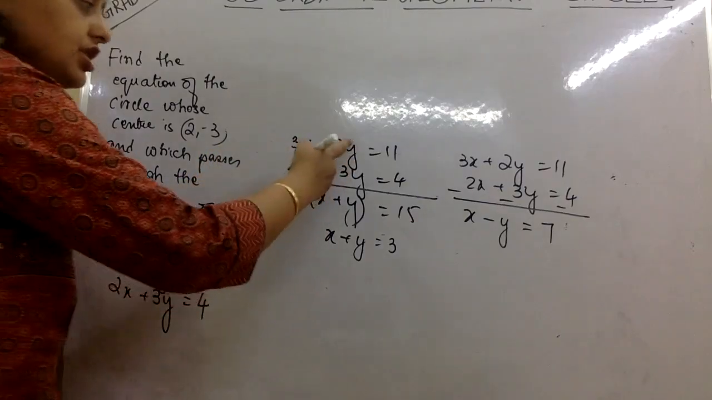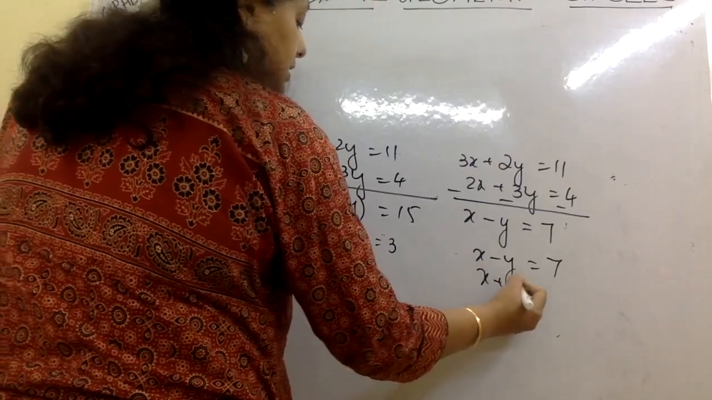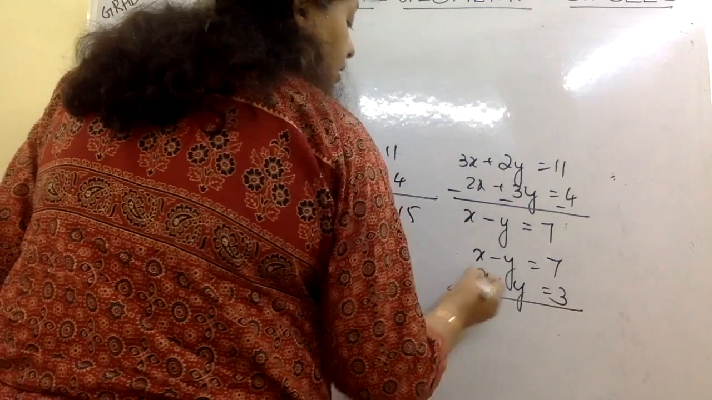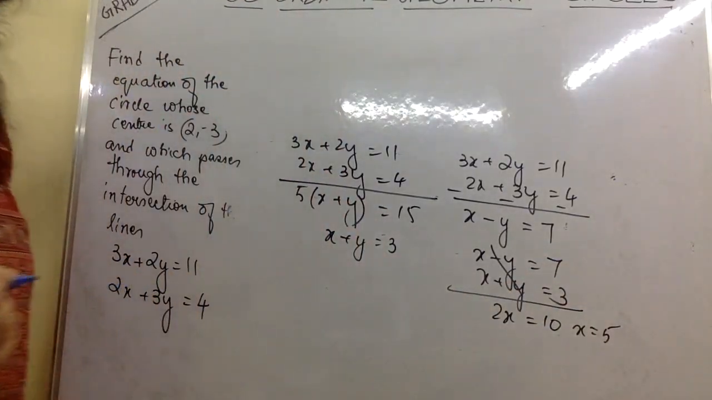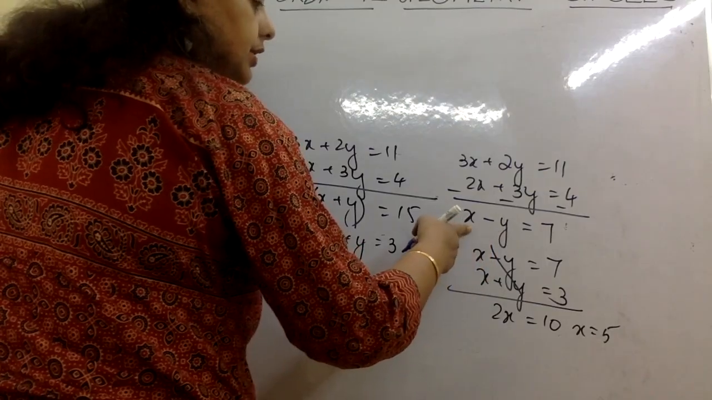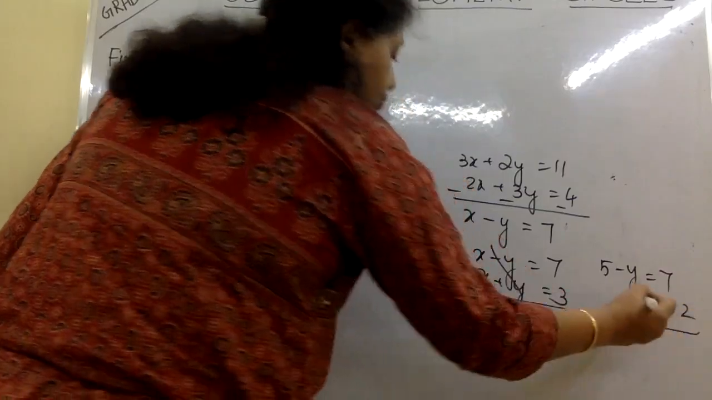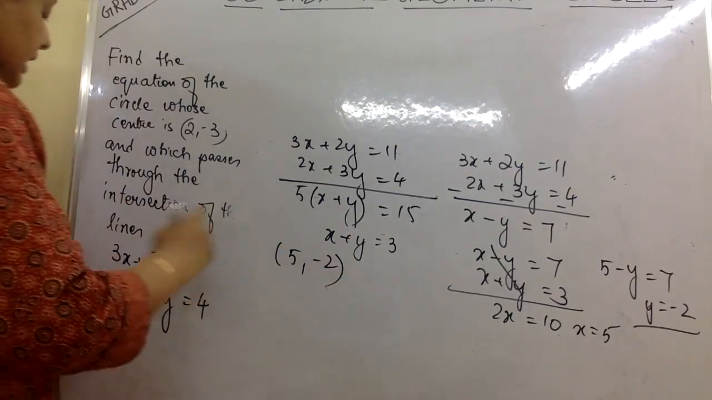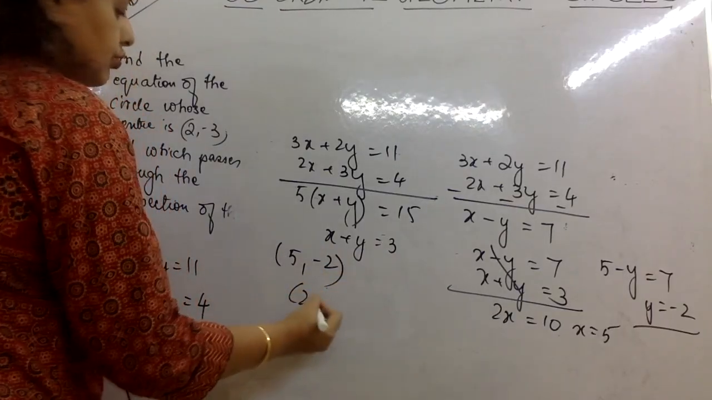Now this was an interchanging type of simultaneous linear equation, so I did it. x minus y is 7, x plus y is 3. So now here I get 2x is equal to 10, x is equal to 5. Let me put it in any one of the equations. If I put x is 5, then 5 minus y is 7, y is equal to minus 2. So the point of intersection becomes (5, minus 2), and the other point, which is the center, is this. Okay, so the center is (2, minus 3).